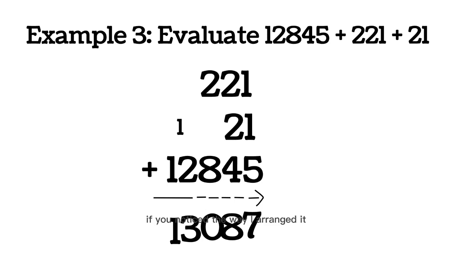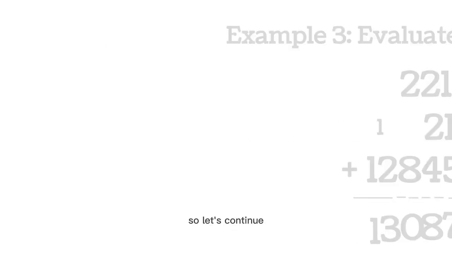If you notice, the way I arranged it is different from the way it was in the question. That is to tell you that addition is a commutative property. The arrangement does not matter. So 5 plus 7 is also equal to 7 plus 5. So let's continue.